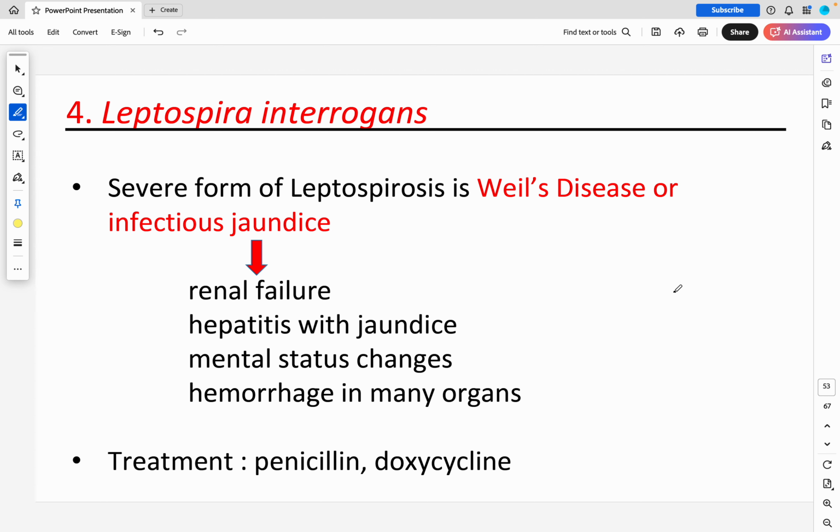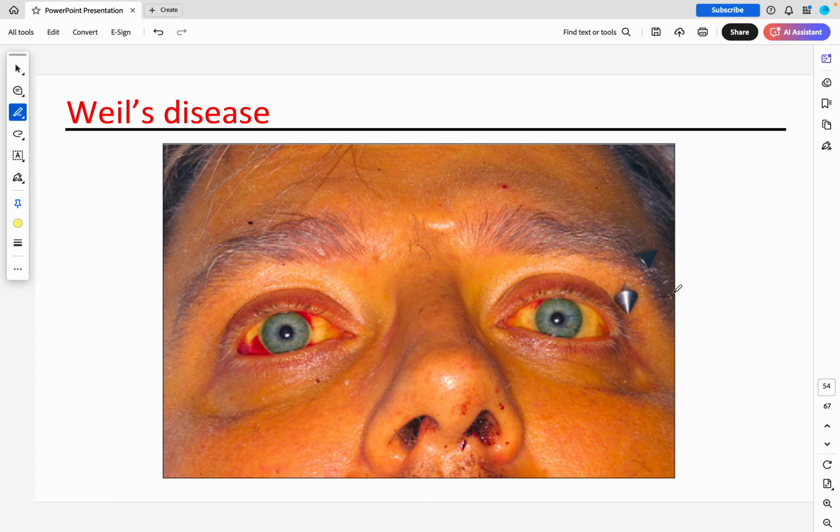So how do we treat leptospira infection? We can have penicillin and doxycycline as the first line of antibiotics. So this is Weil's disease. You can see the appearance of the patient with red conjunctiva and jaundice.